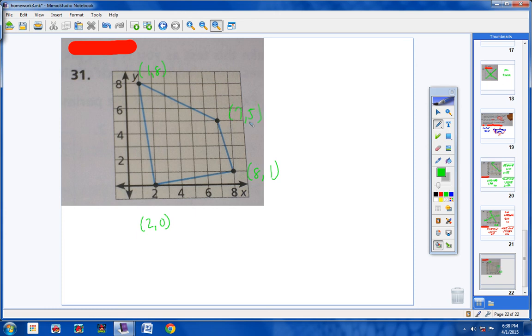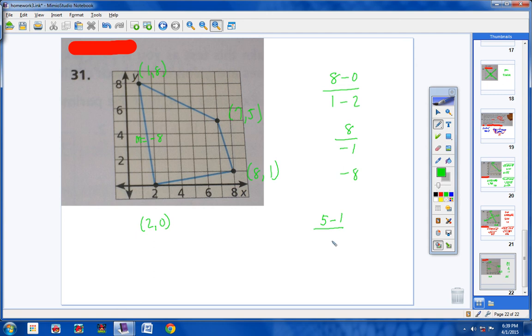Now, let's find the slope of this line right here very quickly, okay? So y minus y, 8 minus 0, x minus x, 1 minus 2. That's 8 over negative 1, negative 8. So the slope of this line here is negative 8. Now let's find the slope of this line right here. Same way, okay? y minus y, 5 minus 1.